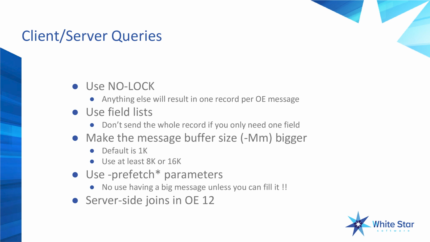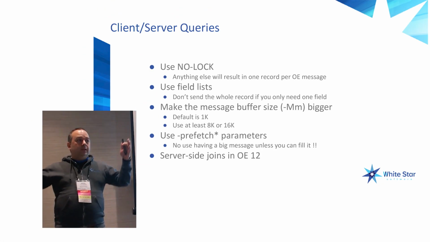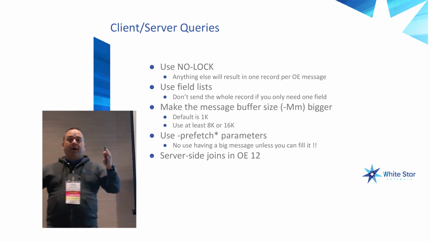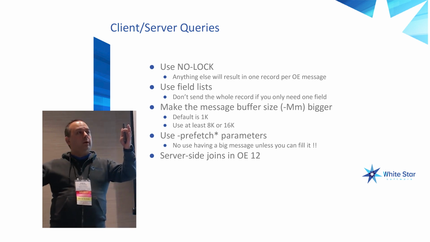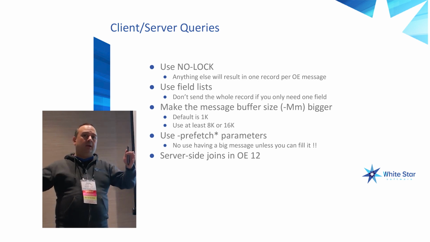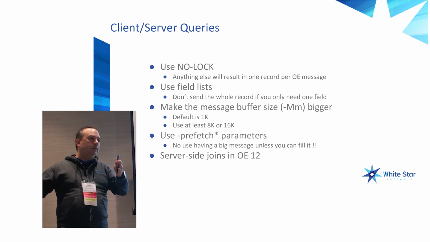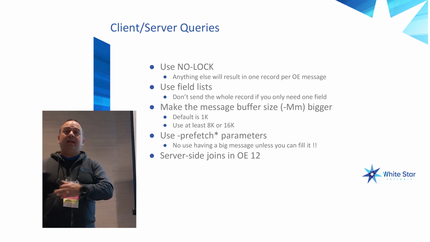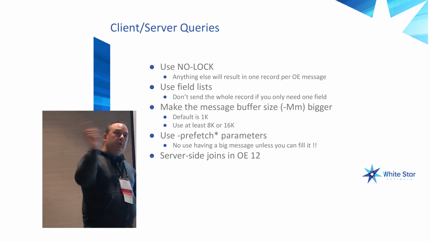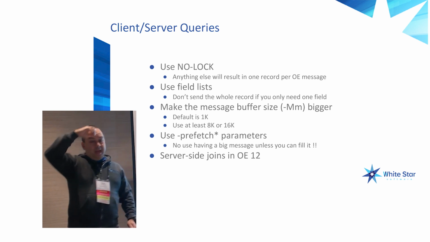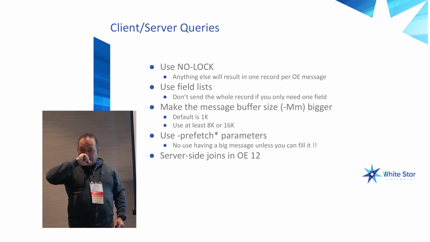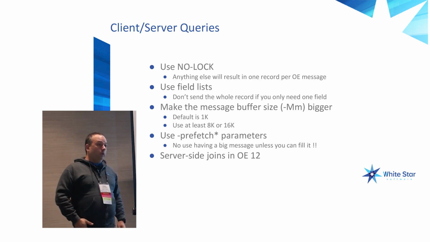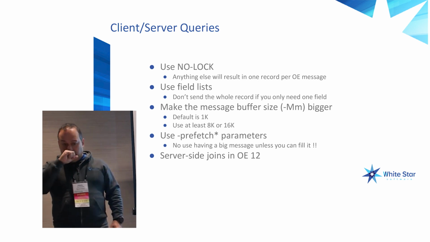Why do we want to do that? Because we can cram a number of records into a message buffer that we ship across the network. If you send the whole record and it's 100 bytes, maybe I can only send 10 or 40 records. But if I'm only sending the name, maybe I can send 100 records. So I'm reducing the chatter back and forth. And the 4GL is a very chatty network protocol, so anything you can do helps.